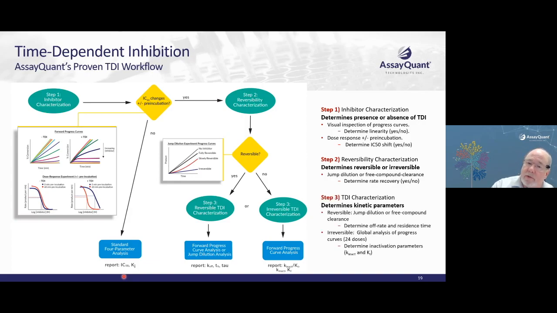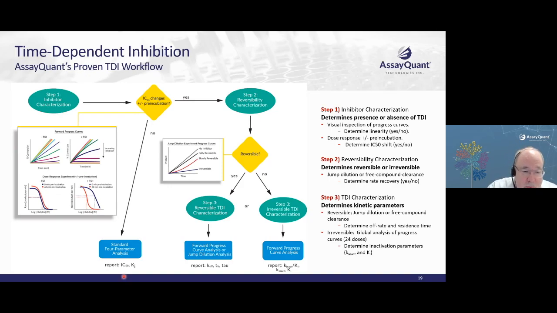If it turns out it's reversible, then from those jump dilution or free compound clearance experiments, we can actually determine the off rate and the residence time for that reversible inhibitor. If it's actually irreversible, then we have another series of experiments that report the kinetic parameters necessary to describe the potency for covalent inhibitors. Those are the inactivation efficiency, kinact over Ki, and then also kinact and Ki separately, if we can separate those two.